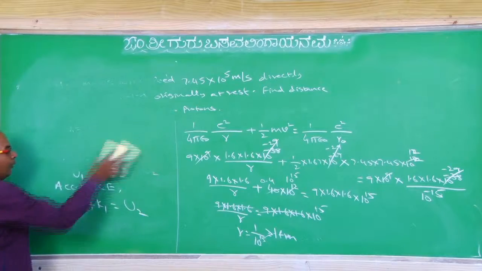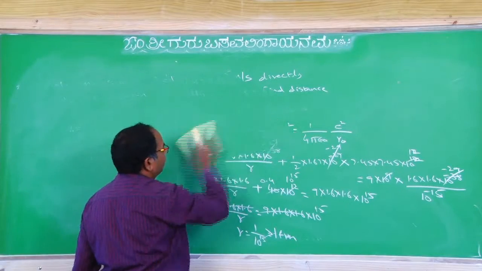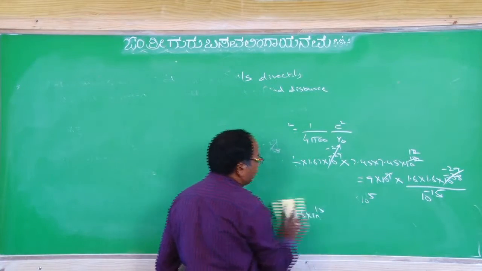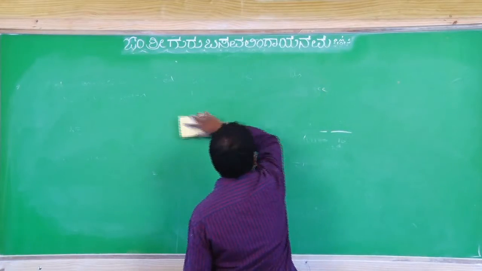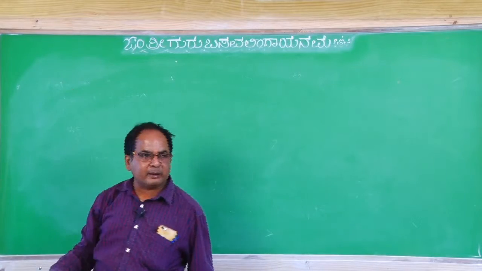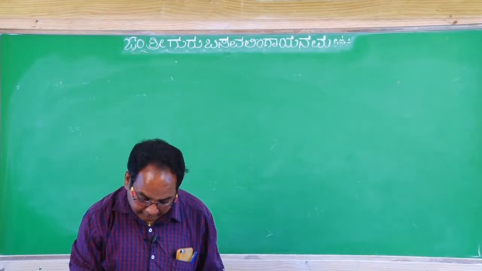Understood? So here, when closest approach or velocity problems are given, immediately you should apply the law of conservation of energy. That means the total energy at point 1 should be equal to the total energy at point 2. Understood? Next one, another one.